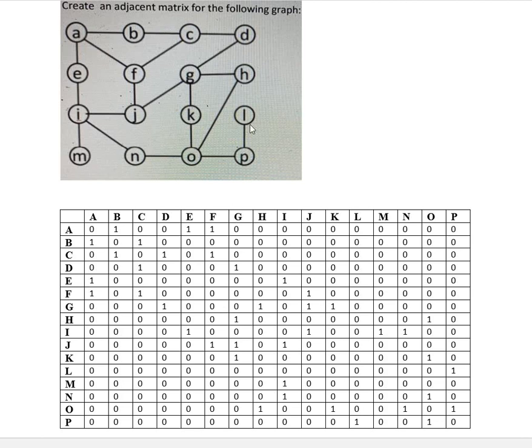Now, this graph has 16 vertices, and each of these vertices represents a column in the matrix here and also a row. So it's like a heading: a column heading and a row heading from A to P.